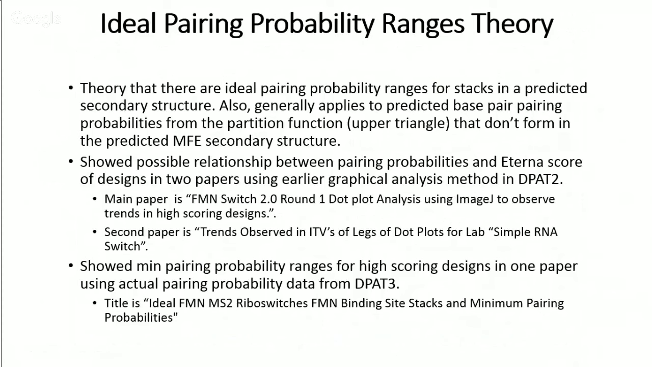And I was able to show possible relationships between pairing probabilities and Neutrino score in 2 papers using an earlier graphical analysis method that wasn't really calibrated, and it didn't have the exact data that DPAT is using. And I was able to show minimum pairing probability ranges for high scoring designs in 1 paper using DPAT data, and that was the most recent one. I said that paper name quite a few times. It's really long.